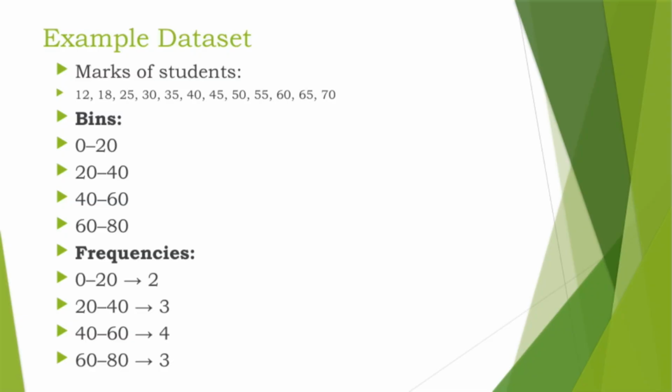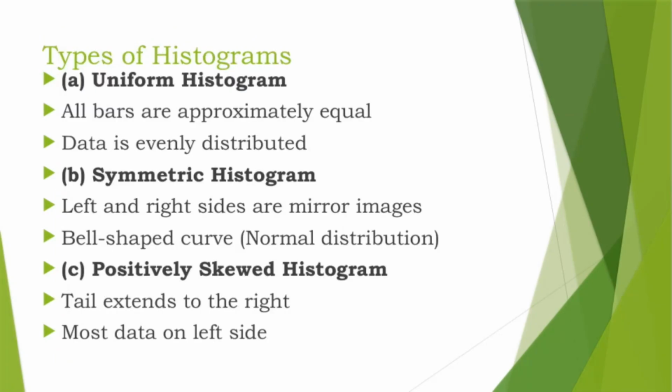After grouping the data, rectangles are drawn so that the width of each rectangle corresponds to the class interval and the height represents the corresponding frequency. Since the intervals are continuous, the bars are connected without spaces, indicating continuity in the data. The area of each bar is proportional to the frequency represented by that interval.